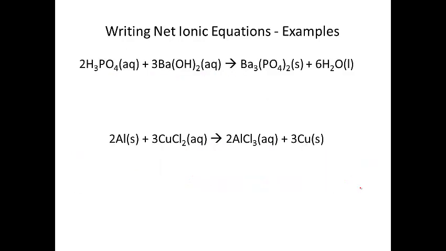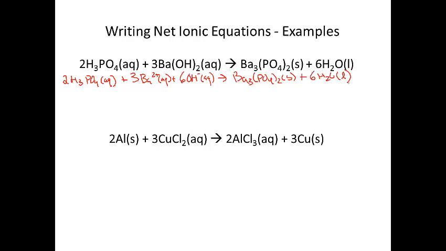All right. Another acid-base reaction. Phosphoric acid, we say to ourselves, okay, is this a strong or weak acid? Well, it's weak, so I'm going to have to do the 2H3PO4 AQ. It doesn't dissociate, it stays as a molecule. Here's a solution, so I have 3Ba2 plus AQ plus 6 OH minus AQ. Makes a solid, which is Ba3PO4 2 plus 6 H2O liquid. Well, in this case, everything changed, right? So my net ionic equation would be merely splitting up the barium hydroxide.